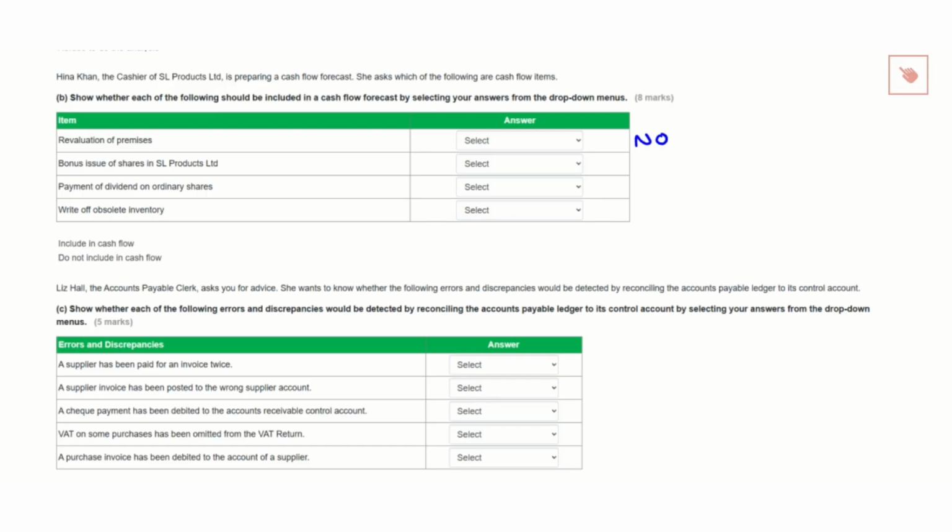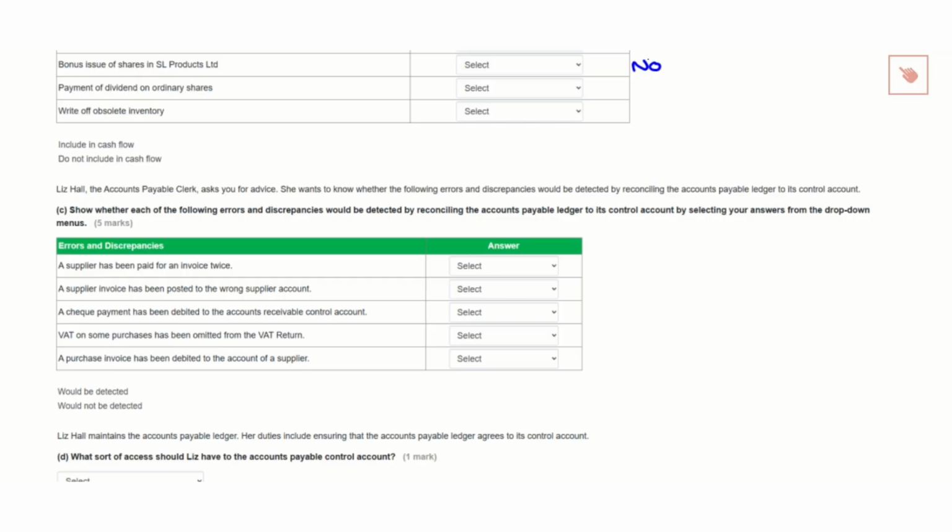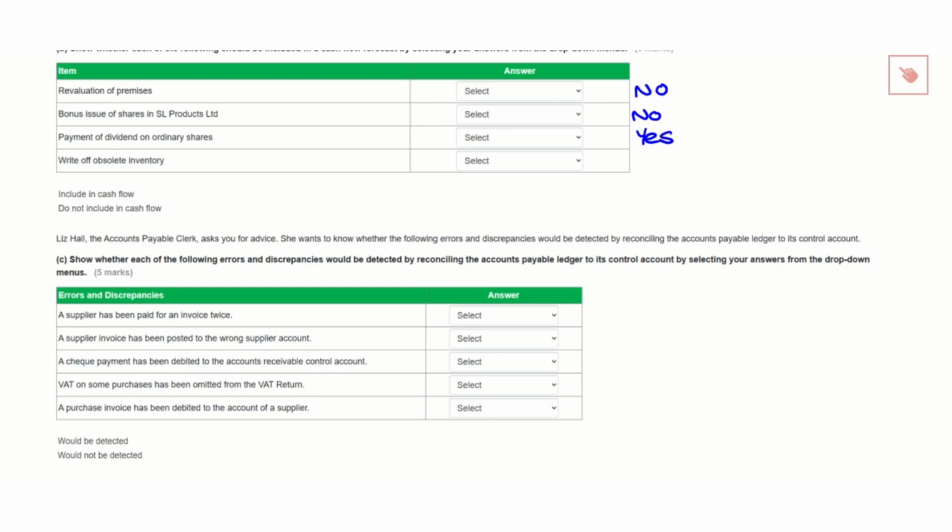The bonus issues of shares in SLP Limited. Again, we would not include this in the cash flow. A bonus issue or stock dividend is a distribution of a company's reserves in the form of additional shares to existing shareholders, and it doesn't involve any cash movement. In terms of the payments of dividend on ordinary shares, this would be included in the cash flow. And that's because the payment of dividends is a cash outflow and it is a distribution of profits to shareholders.